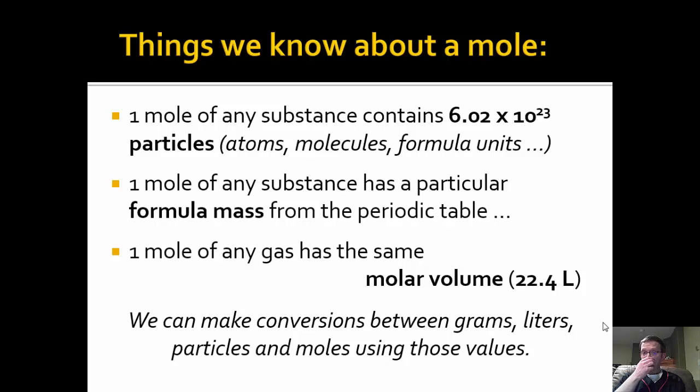It's a big number we talked about as the number of particles that it takes to have a mass in grams equal to that substance's mass in AMUs when we talk about a single atom or molecule or formula unit. So see your earlier notes on that again. But 1 mole of any substance contains 6.02 times 10 to the 23rd particles.